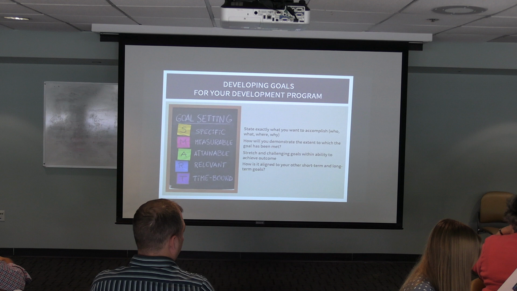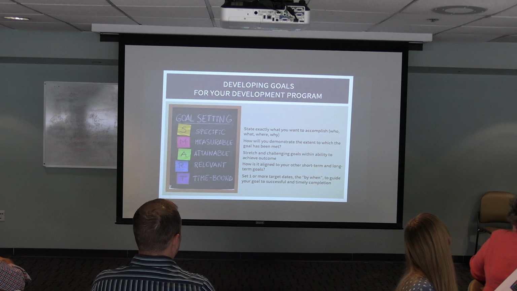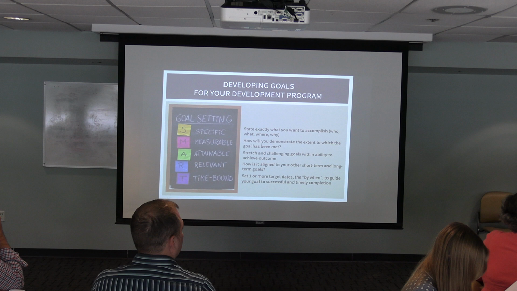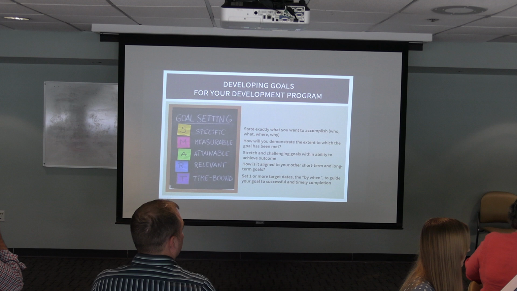And time-bound, so this is the by when, right? So if we just say, I would like to have a TA orientation, and we don't commit to whether that TA orientation is going to run in August this year, or in August next year because this year is not attainable for me, then it's much harder to set our time to achieving that task. So we're going to push you that your goals need to be measurable and they need to have timelines associated with them.